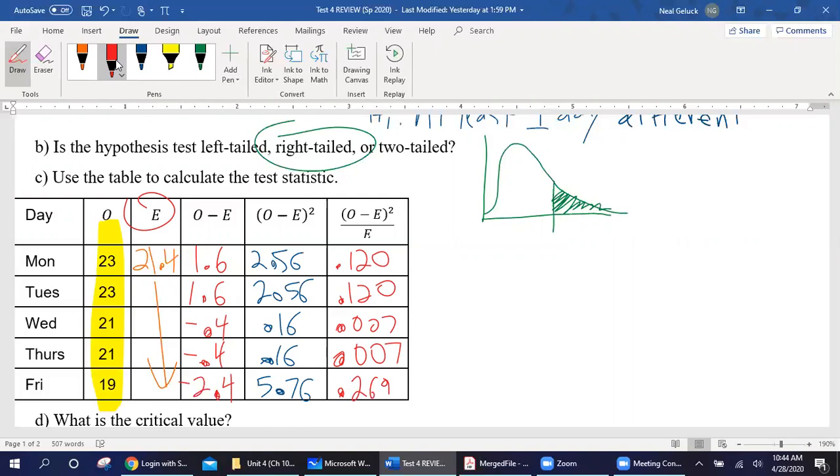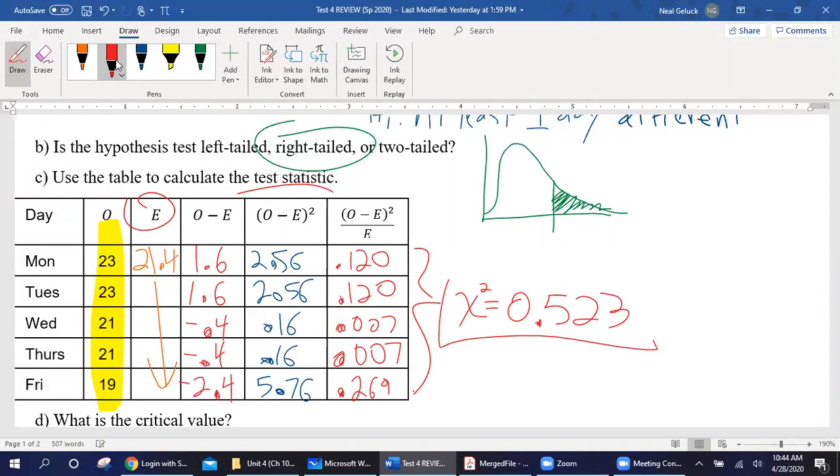To actually get the test statistic, the chi-square test statistic, I sum all these together. That'll give me my chi-square, which is a tiny one, so I'm feeling like I'm going to fail to reject, but we still got to check.